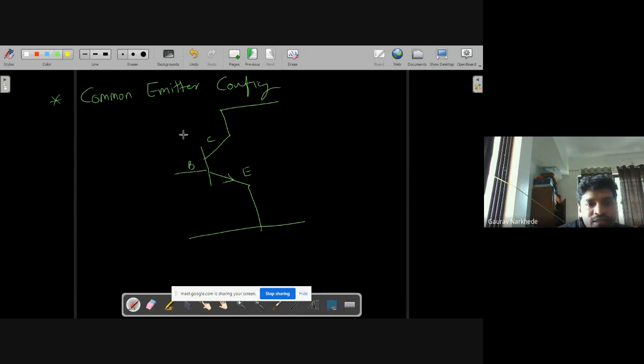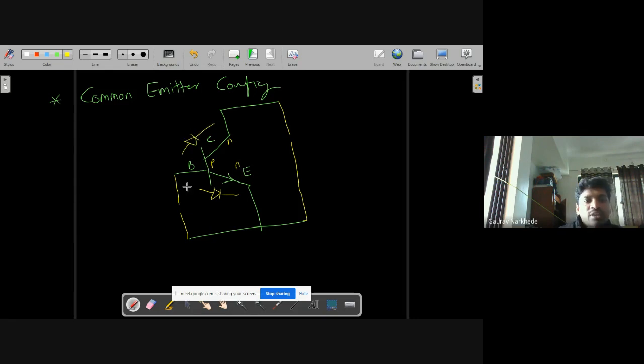Now let us connect the power supply, right? We need to connect one power supply here and another power supply here. So this is like one transistor, an NPN transistor: N, P, N. So this is like a diode. This is one junction, base emitter, and this is your collector base junction.